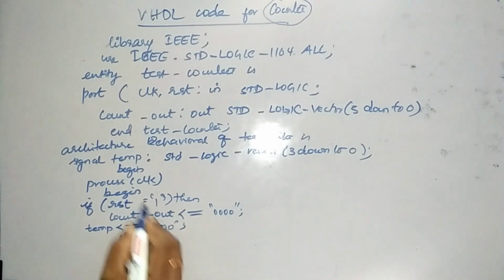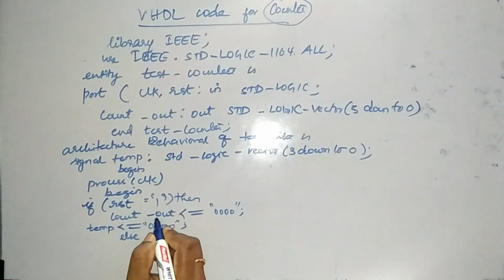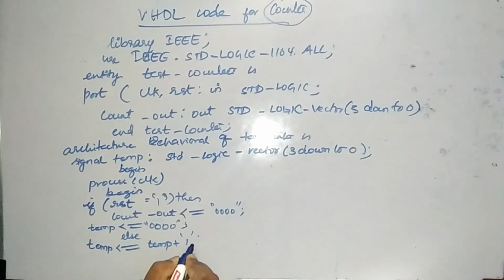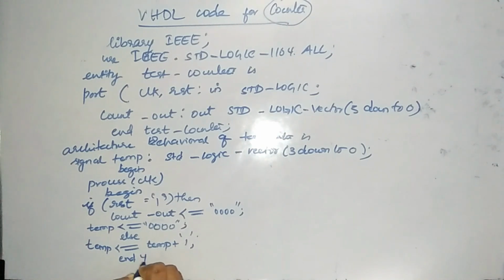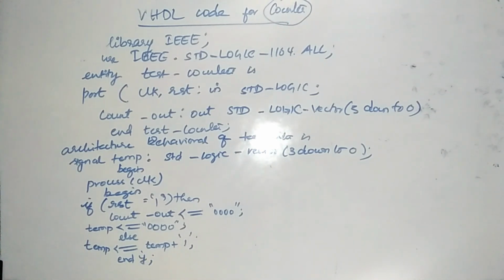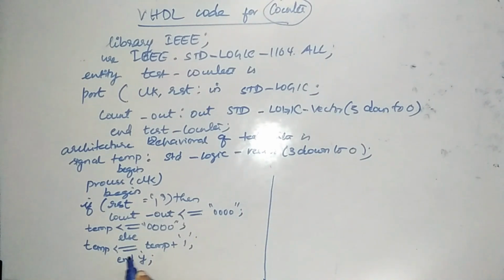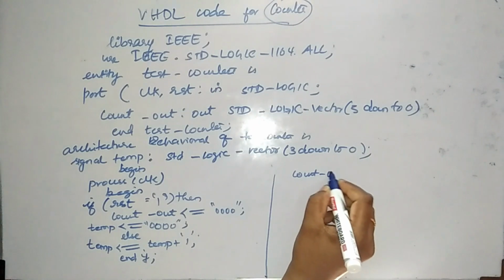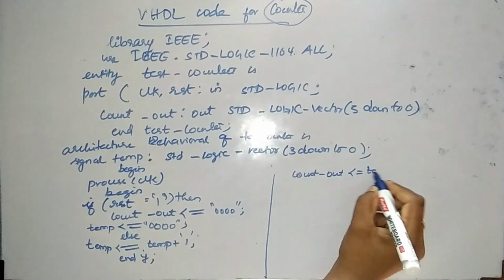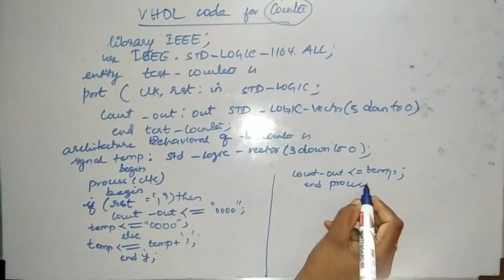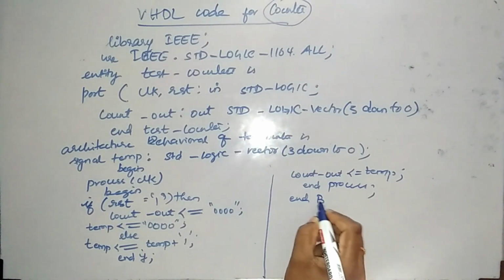Else, if my reset is not enabled, then what happens? Then my temp starts counting, right? So it is temp plus 1. Then end if. So dear students, we came to know that when the temp is counting, the counter starts counting from 3 down to 0, right? So I'm ending this. Then my count out will be equal to my temp. So this will end my process and end behavioral.